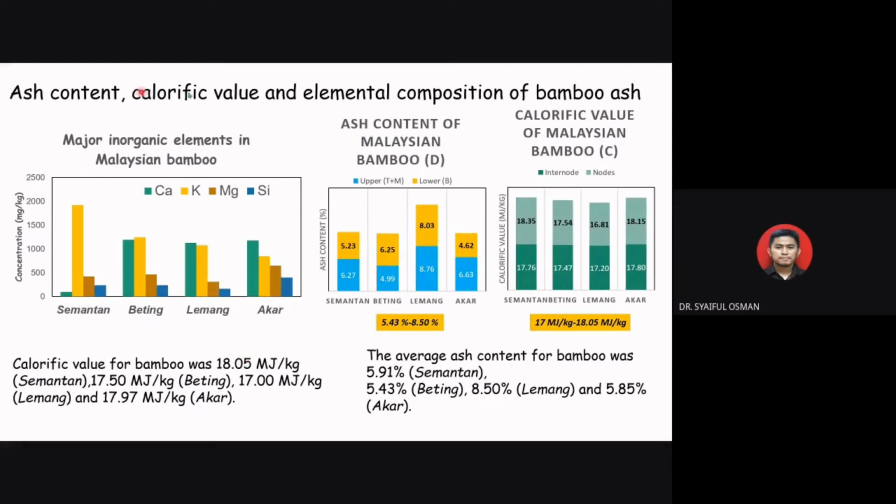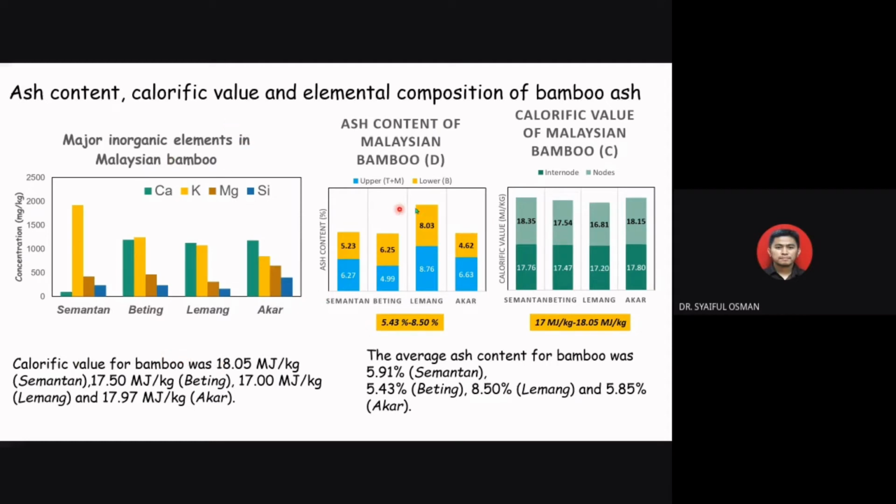So I also determined the ash content, calorific value, and elemental composition of bamboo ash. From here, we can see the average ash content of bamboo was 5.91% for semantan, 5.43% for betung bamboo, 8.5% for lemang, and 5.85% for buluh akar. And the results of the calorific value were within 17 megajoule per kilogram to 18.05 megajoule per kilogram for all the bamboo species.